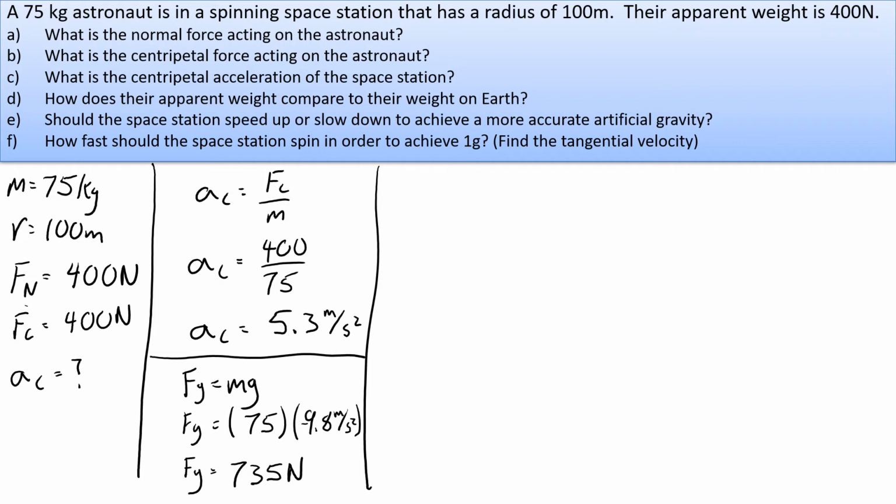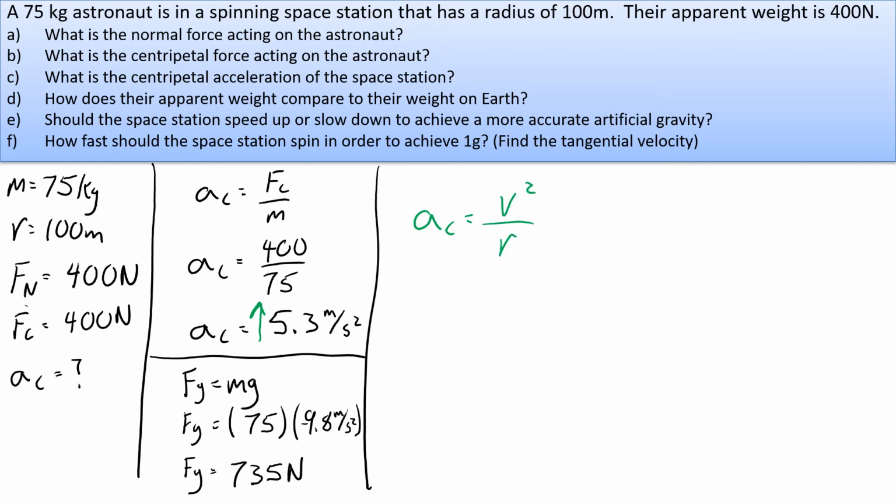So part E says, should the space station speed up or slow down to achieve a more accurate artificial gravity? We want this to be closer to 9.8. So we want the acceleration to be greater. We want it to increase. So what is the relationship between speeding up, that's velocity, and centripetal acceleration? a_c is equal to v squared over r.